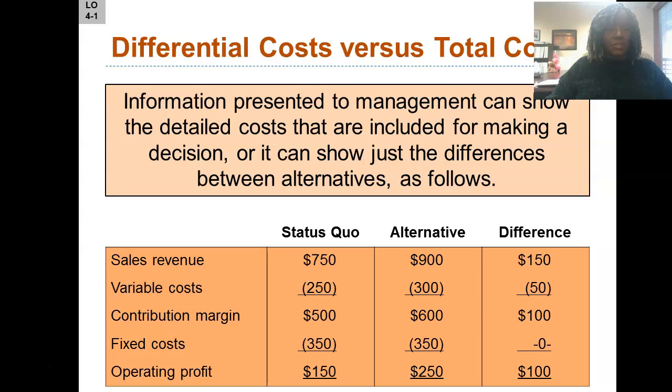So, differential costs versus total costs. Again, management is going to show detailed costs about what decisions need to be made and alternatives. Where we are right now is going to be the status quo. Then we have our alternative, and then what's the difference? And again, a lot of our changes and a lot of our decision making sometimes will revolve around different financial numbers, but there are also considerations that are non-financial. Just so you know, it's not always financial reasons why a decision is chosen over another alternative. There are also other factors.